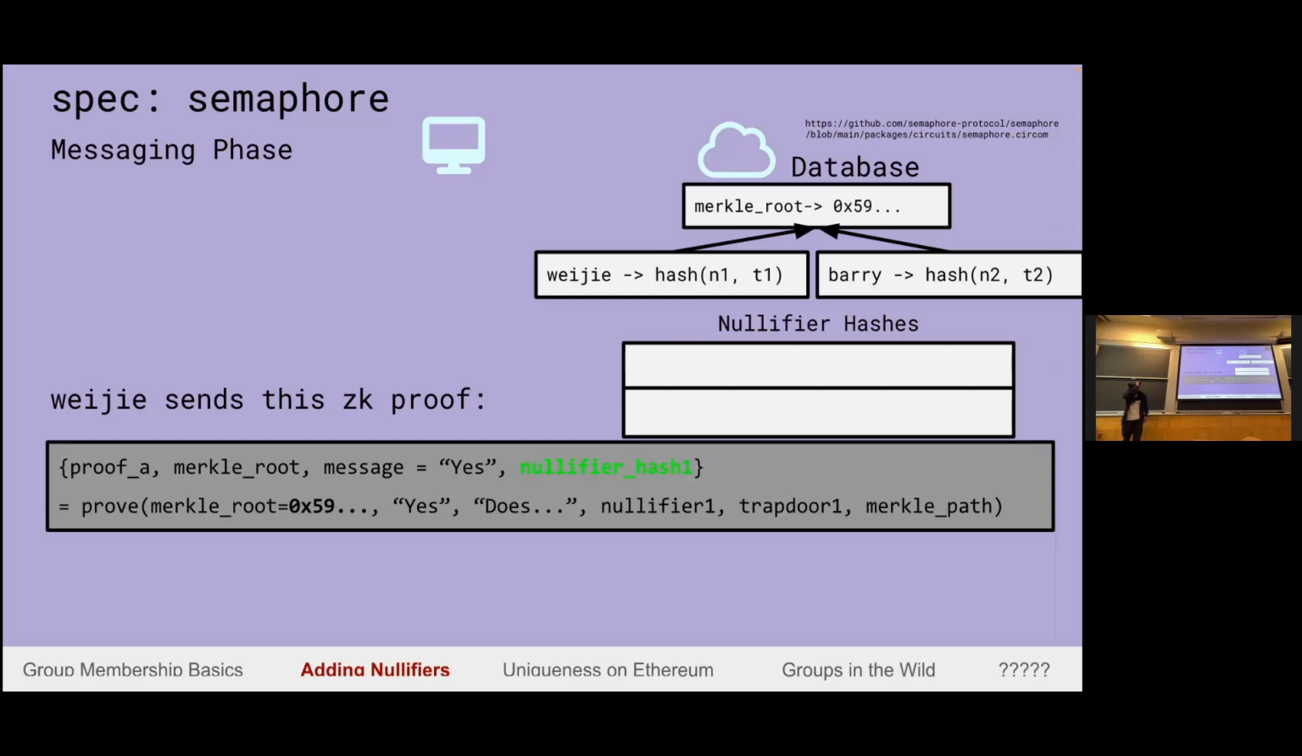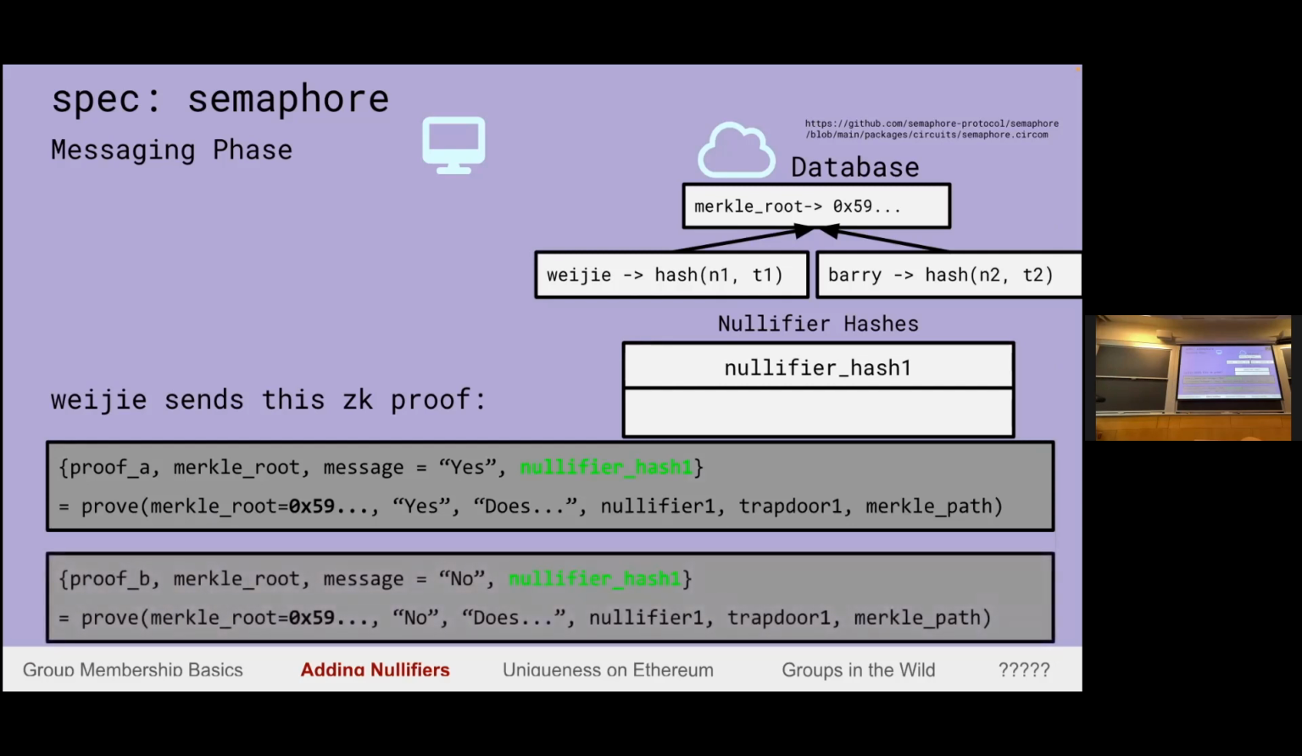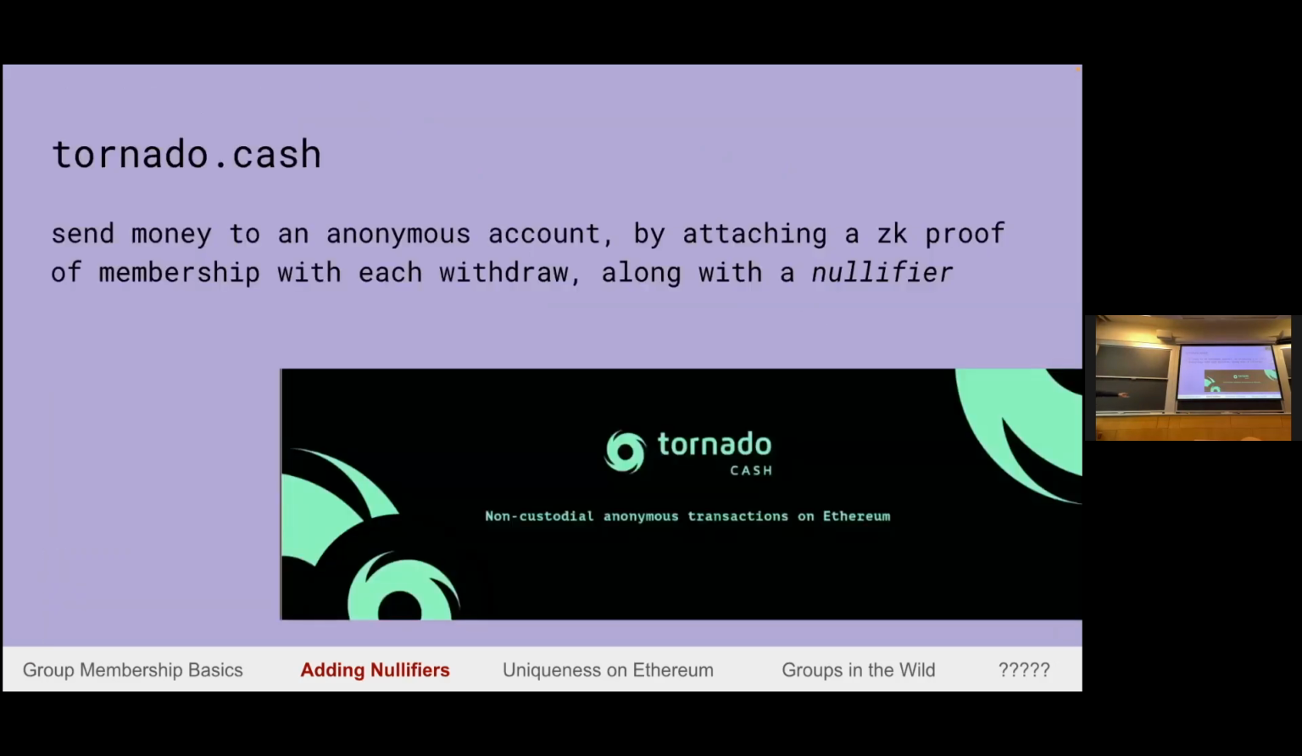And so now you can imagine that if Weijie wants to publish this yes message on the database, it'll come with this nullifier hash 1. So in the database, it'll have a mapping of nullifier hash 1 to the vote yes. And nullifier hash 1 keeps Weijie secret. And if he tries to post again, it'll check that nullifier hash already exists and won't let him post again. Or if it's in the case of a message board, we'll be like, that's the same person as before, even though we don't know who it is. And Barry can come in and use his own nullifier hash and get added to the database himself.